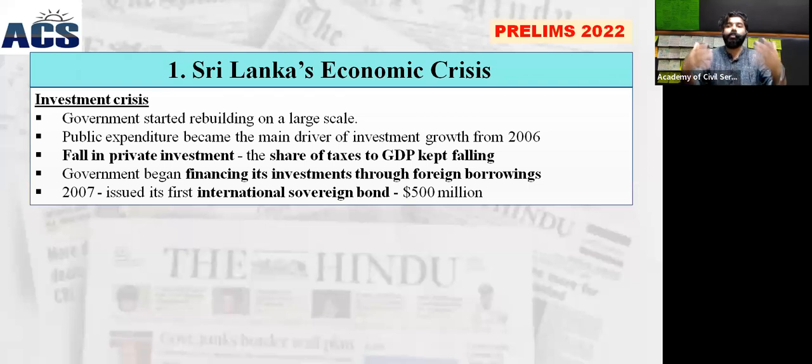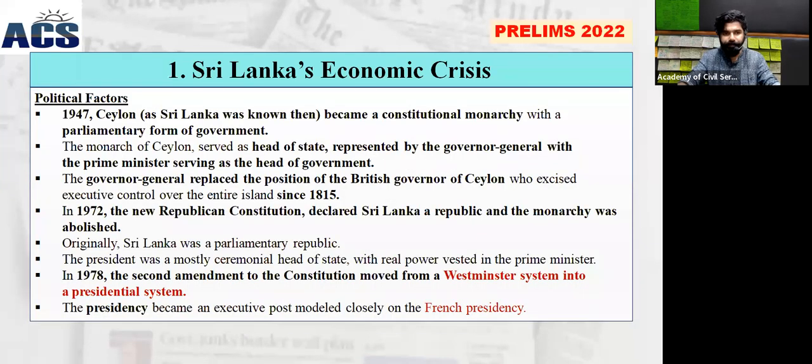That means the government started financing a lot of money, and they started issuing international sovereign bonds, like $500 million in 2007. Since 2007, they started borrowing through sovereign bonds in foreign currency, in order to finance the crisis the government was facing and to boost their economy.